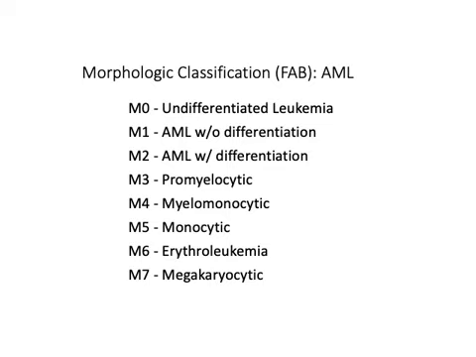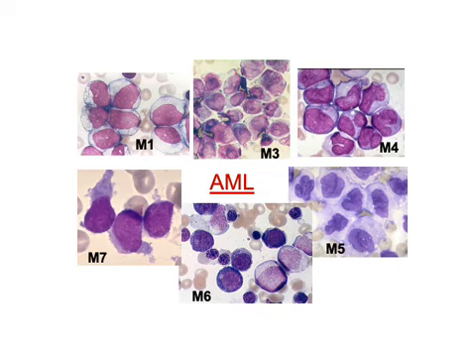The FAB also classified the acute myeloid leukemia into 8 categories, depending on the degree of maturation, from the undifferentiated to those types of AML that differentiate along the megakaryocytic cell line. Now, these morphologic abnormalities are important because they may predict the occurrence of epigenetic phenomenon.